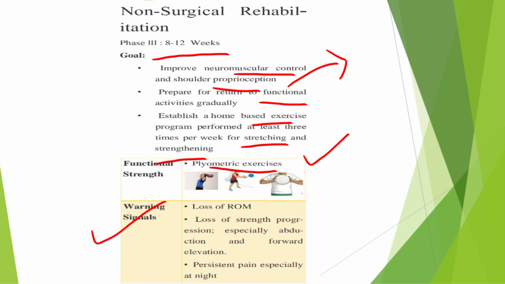Here are some warning signs. There are 3 phases: 0 to 4 weeks, 4 to 8 weeks, and 8 to 12 weeks for rotator cuff injury rehabilitation. And these are some warning signs: if the patient has loss of range of motion, strength, power and endurance, loss of forward elevation, or persistent pain at night, we stop the exercises. Don't go for exercises if the patient's condition doesn't improve.